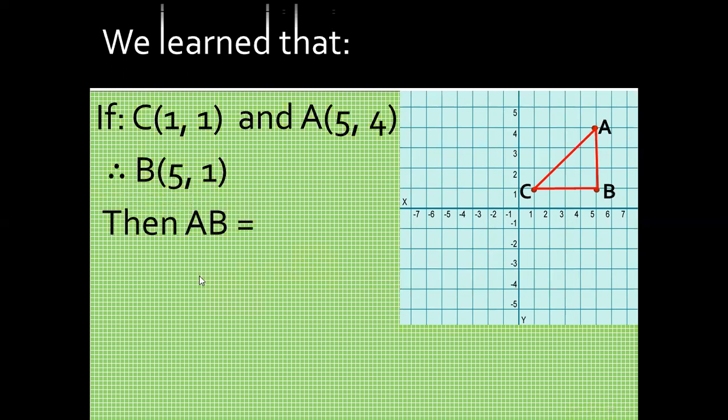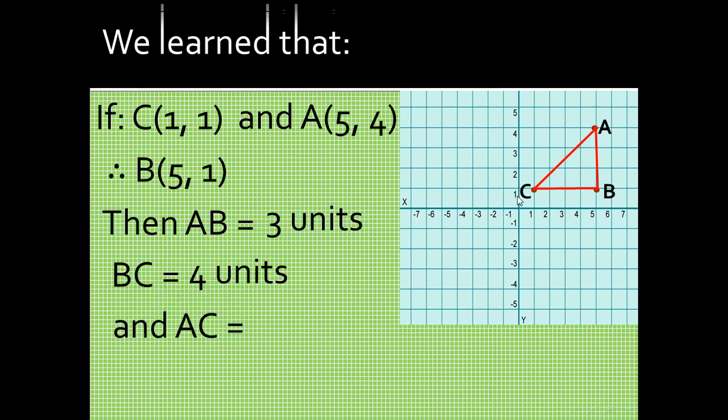We can find the length of AB, a line segment parallel to the y-axis, so the x coordinates are equal, here x is 5 and here x is 5, then subtract the y coordinates: 4 minus 1 equals 3 units. In the same way, we can find the length of BC: 5 minus 1 equals 4 units, B minus C.